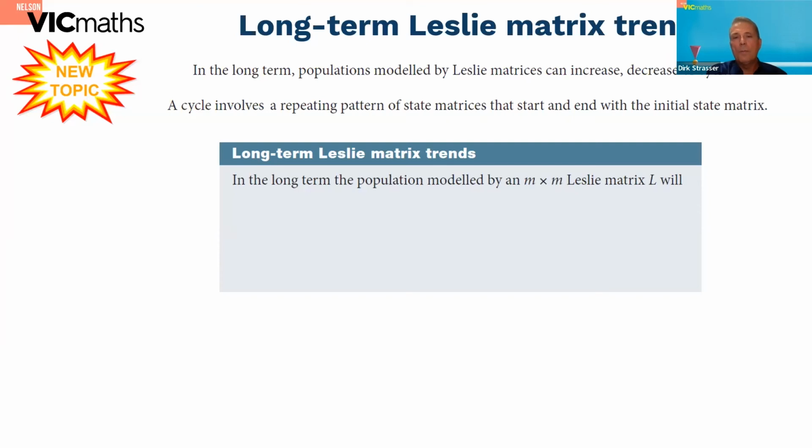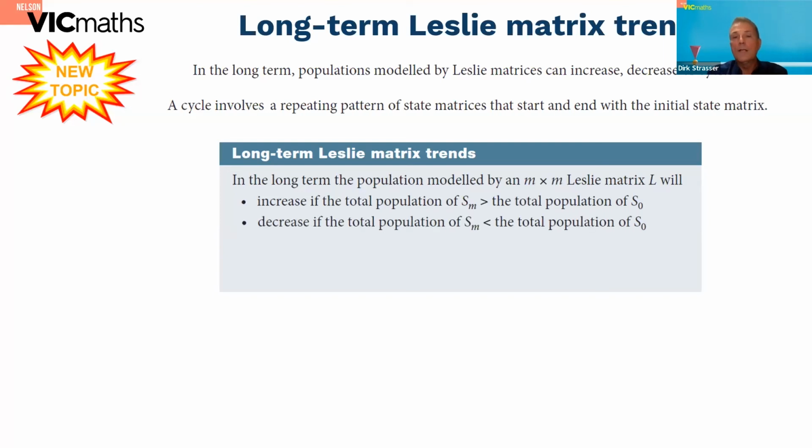So in the long term, the population modelled by an m by m Leslie matrix L will increase if the total population of the mth state matrix is greater than the total population of the initial state matrix. It will decrease if that Sm is less than the total population of the initial state matrix, or it'll cycle every m time periods if the two are equal. So the key thing is to find out what Sm is.